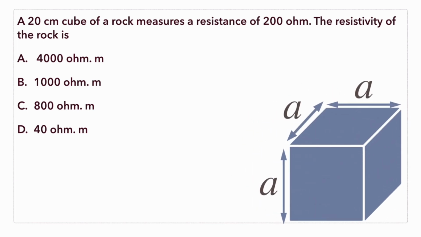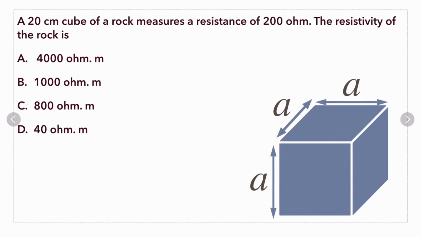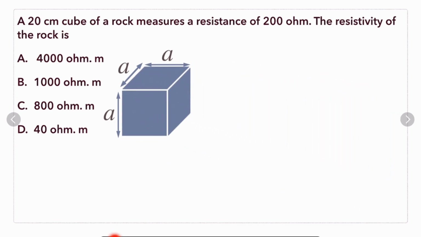So if we consider this is a cube, a cube of side A. Now we will see the basics of a cube. The cube has side A, which in the problem is 0.2 meter, so we have to convert the side from centimeter to meter. Here I convert this to 0.2 meter.